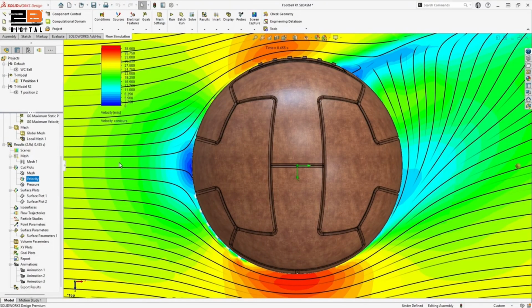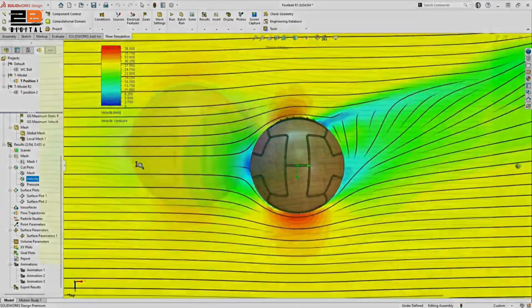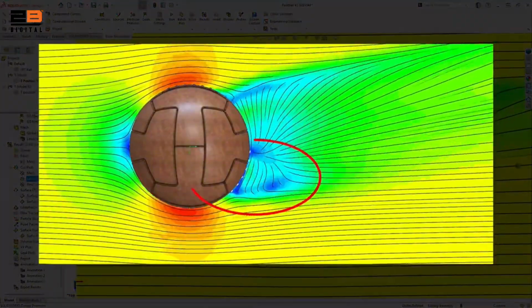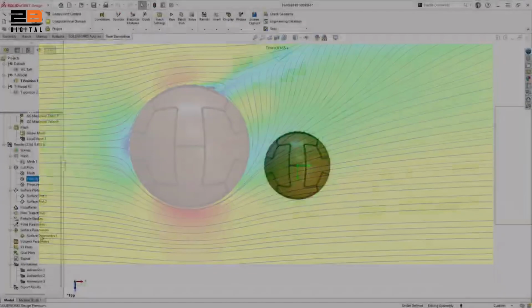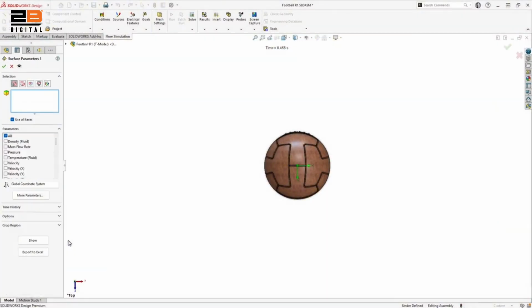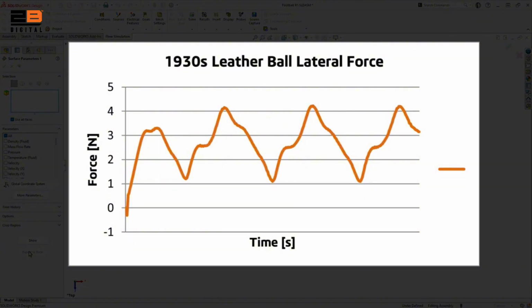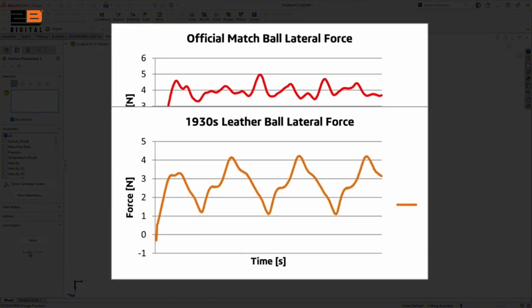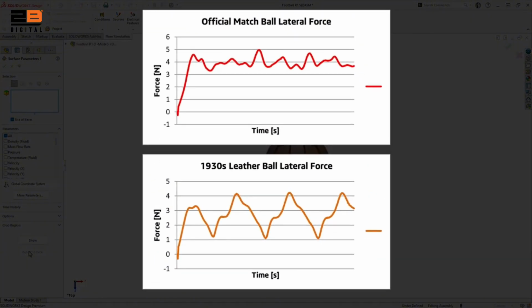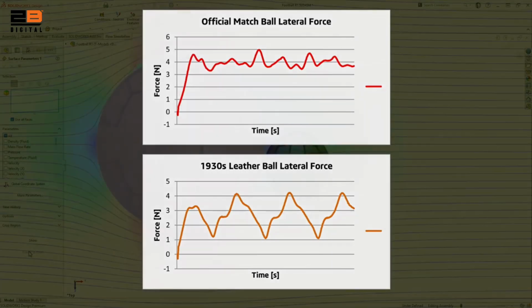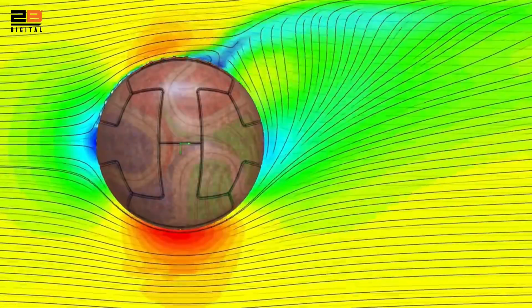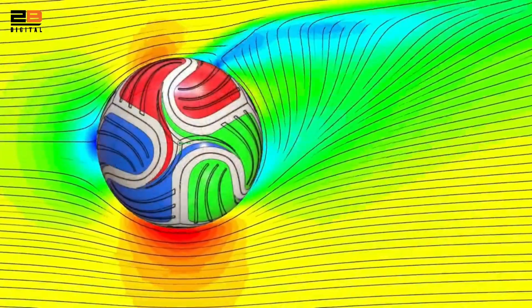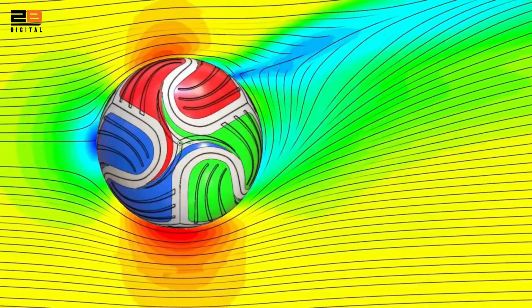Now look closely at the difference. The old ball's lace geometry triggers vortex shedding, a disruption pattern the others simply do not produce. This isn't cosmetic, it directly affects the flight behavior. And the numbers confirm it. The 1930s ball fluctuates from 1 to 4.25 newtons of lateral force. The official match ball holds consistent to around 4.5 newtons. Same kick, same speed, same spin, different ball, measurably more curve.